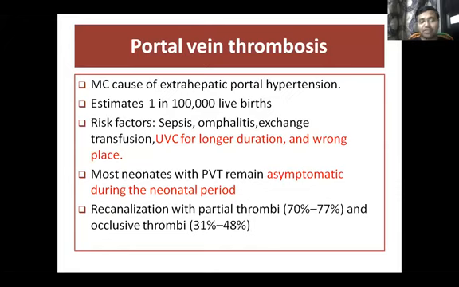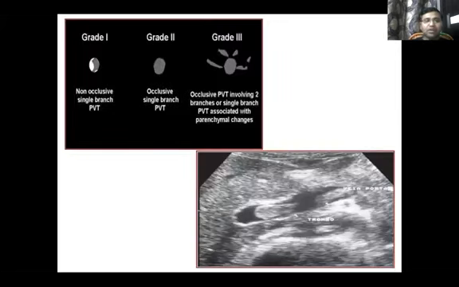Recanalization occurs in almost 75%. If there is partial thrombus, for occlusive thrombi it is near 50%. So this is the ultrasound grading. If it is non-occlusive, grade 1. If it is occlusive with a single branch, grade 2. Grade 3 is if it is occlusive with involvement and parenchymal changes; these will go into liver lobe atrophy. This is a thrombus.